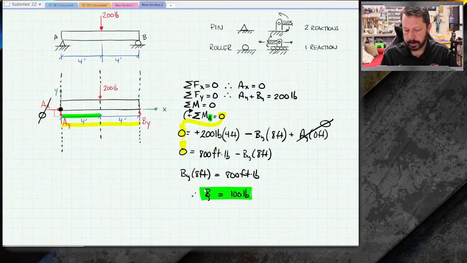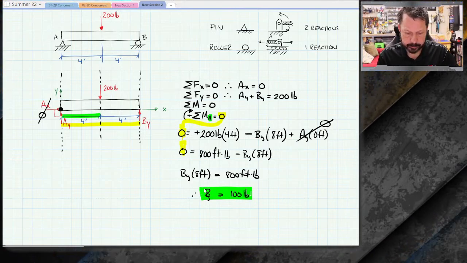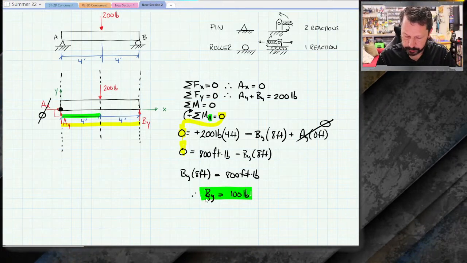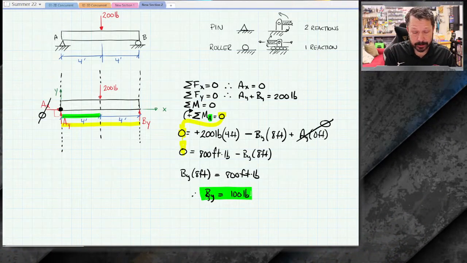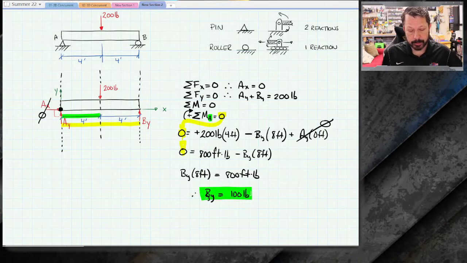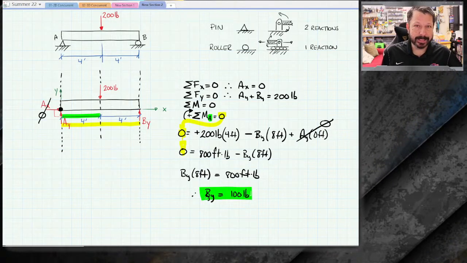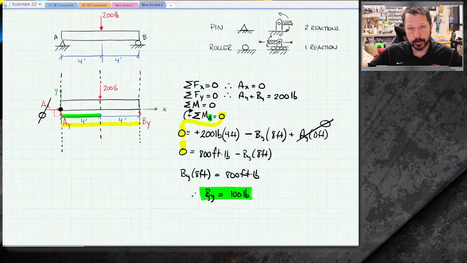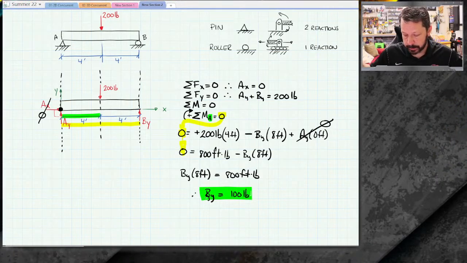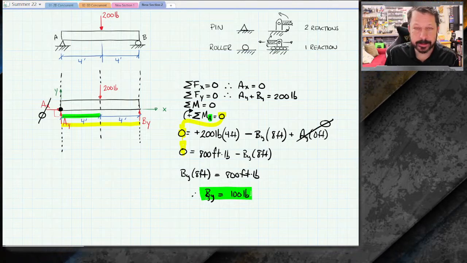Because we have a 200-pound force that's directly in the center of an 8-foot-long beam, it only makes sense that there's 100 pounds supported on one end and 100 pounds supported on the other end of that 200 pounds. But these are the calculations that prove that.